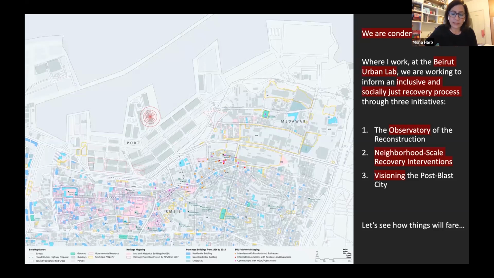pilot projects in 3 neighborhoods, Ma'al Mkhail, Karantina, and Jamaica, and possibly Jitawi as well. These would serve as case studies through which we can learn from and replicate, hopefully. And the third is a visioning exercise for the city in the post-blast period. We're doing that by engaging colleagues in the academia, in professional contexts, in and outside of Beirut. So let's see how things will fare for us.